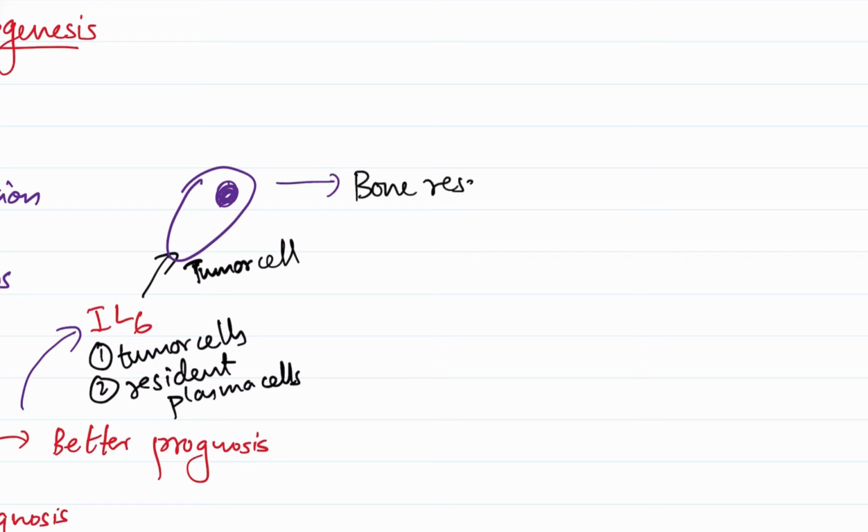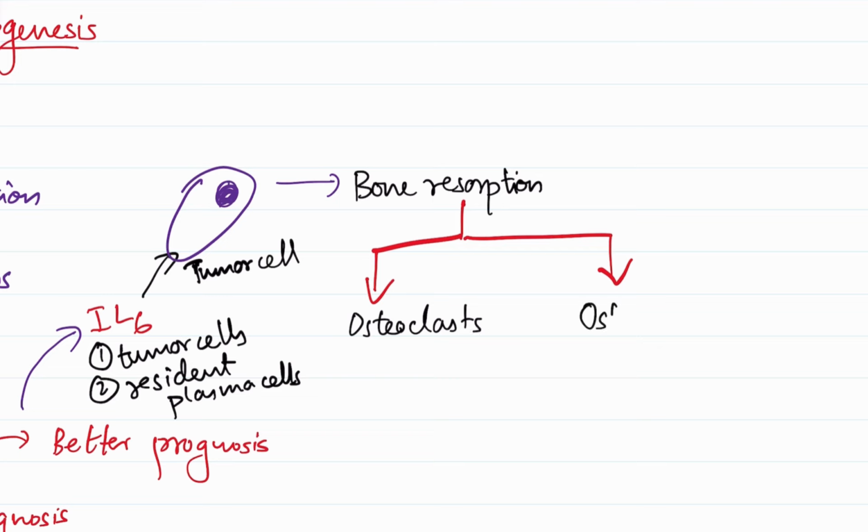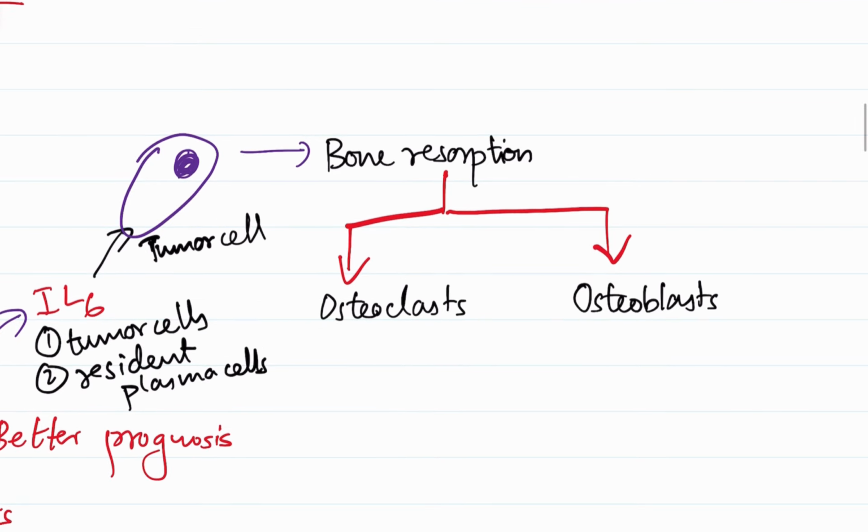And how does bone resorption occur? We know that normal bone contains two types of cells, right? There are osteoclastic cells and there are osteoblastic cells. So we have the osteoclast in the bone and the osteoblast in the bone. Roughly we can say that the osteoclasts dissolve the bone, whereas the osteoblasts form the bone. So bone resorption occurs when the osteoclastic activity is increased and the osteoblastic activity is decreased. So how does the tumor cell cause this?